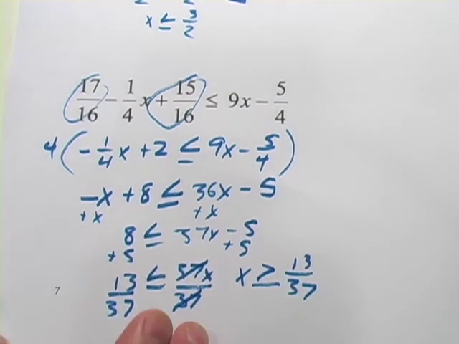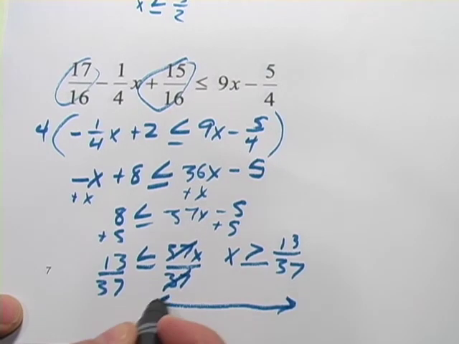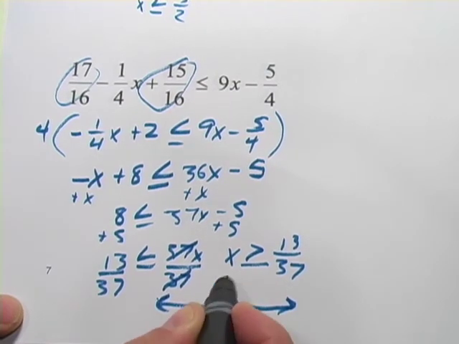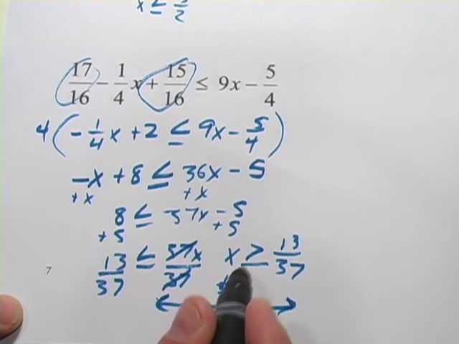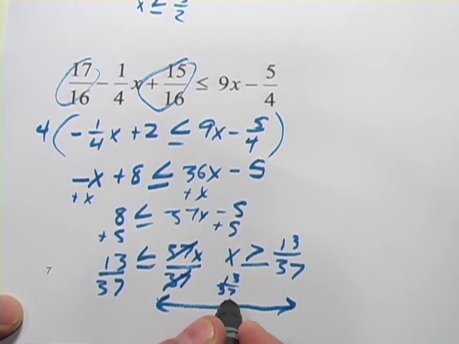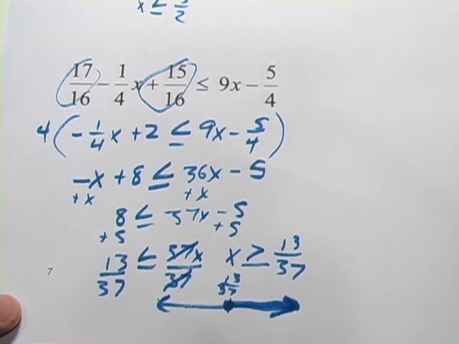13/37. And again, if I were to graph this on a number line, I would put in my point here, 13/37, and then it's greater than or equal to, so we include the point, and then we shade in that direction. So that's a little bit of work in solving inequalities.